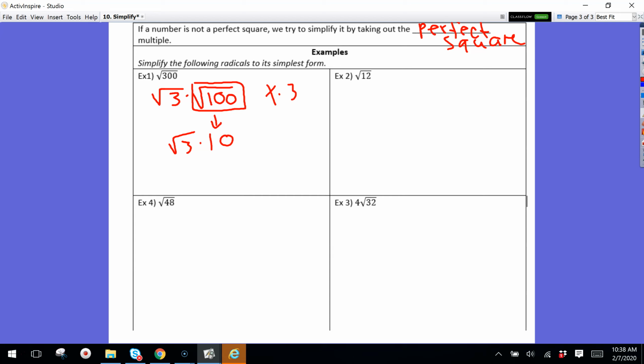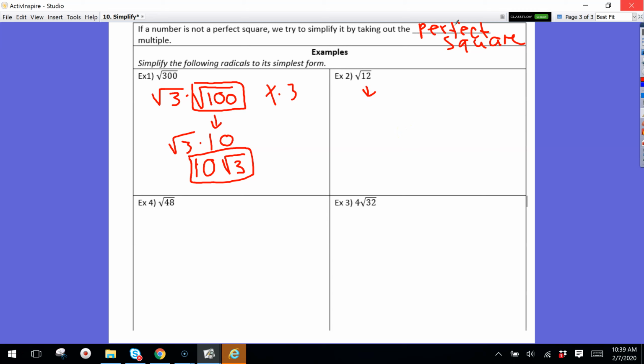So in this case, what we're going to try to do is 10 square root 3. We're going to put the 10, or the coefficient, in the front. Okay, so now let's try to do the square root of 12.